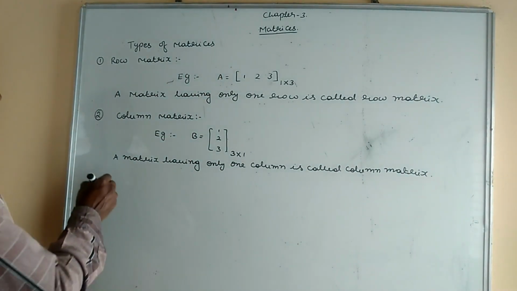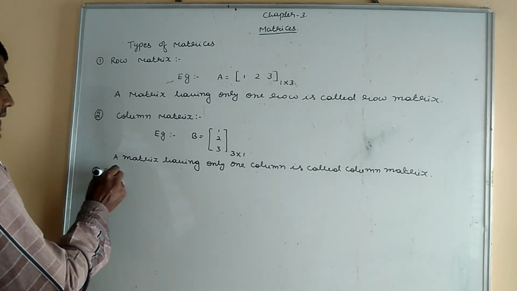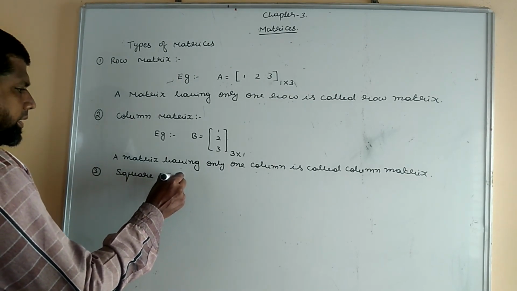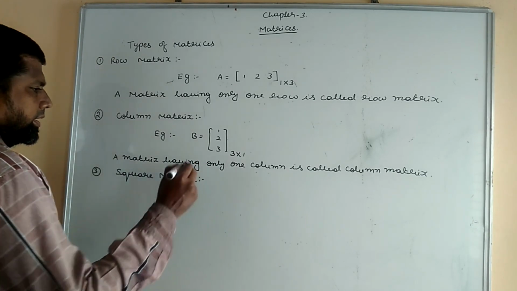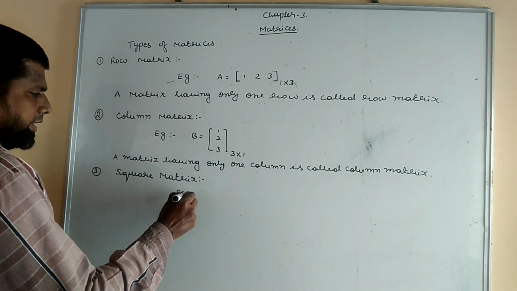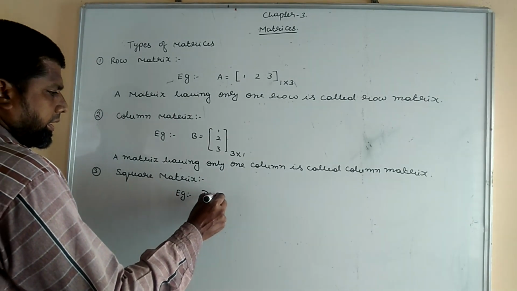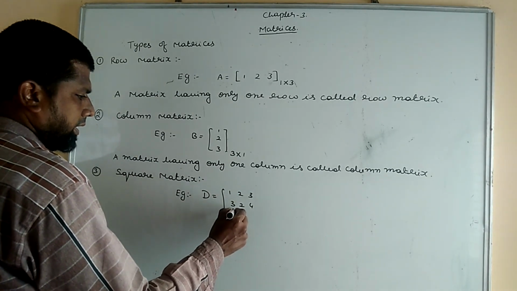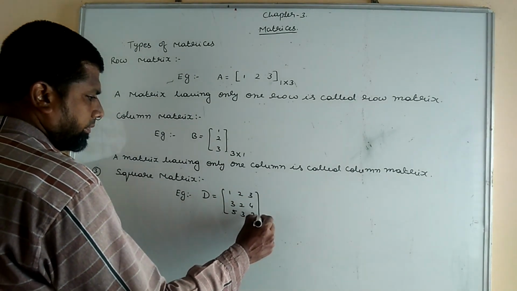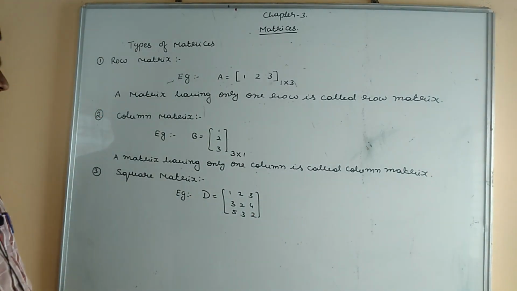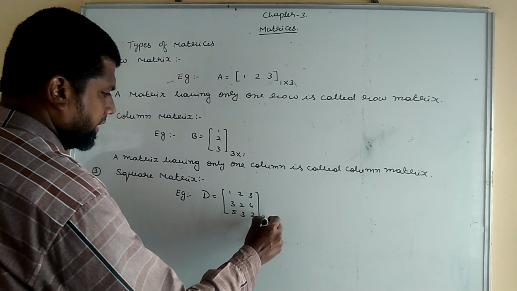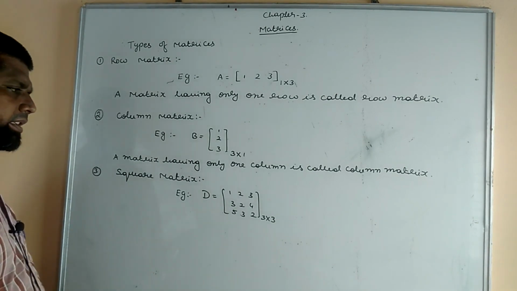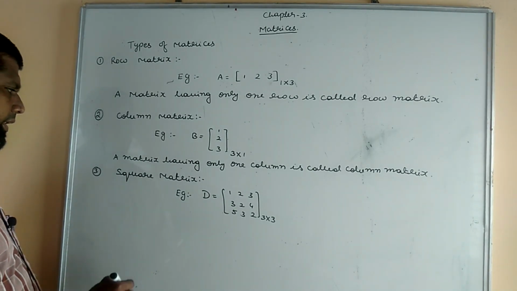Let us go for the next type, that is square matrix. You already know about the square. So let us take an example of a square matrix: 1 2 3, 3 2 4, 5 3 2. I have taken a matrix of order 3 cross 3. In this, 3 rows and 3 columns are there. By seeing this example, we can define the matrix.